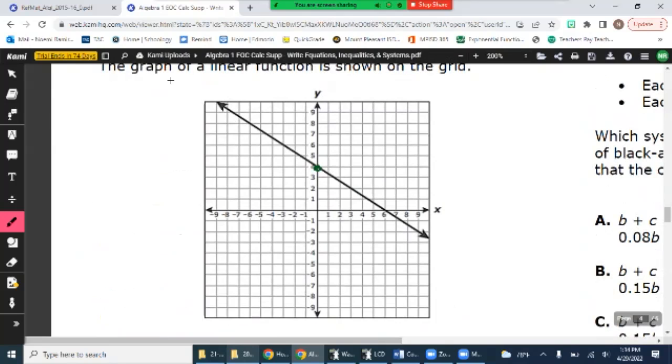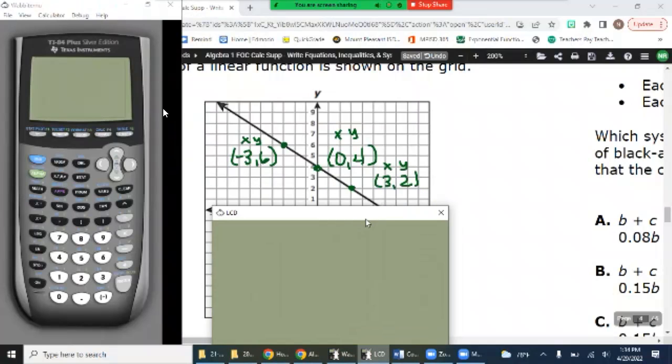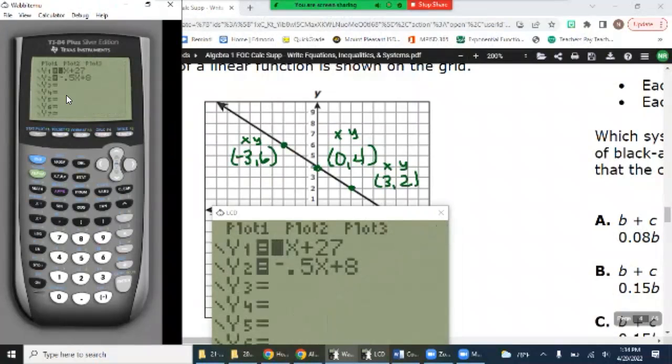0, 4. 3, 2. Yeah, that works. -3, 6. Good. All right. Now with this one, I am going to ask you to take the time and type it in. I don't think we've practiced this enough for me to just go through it and explain it.